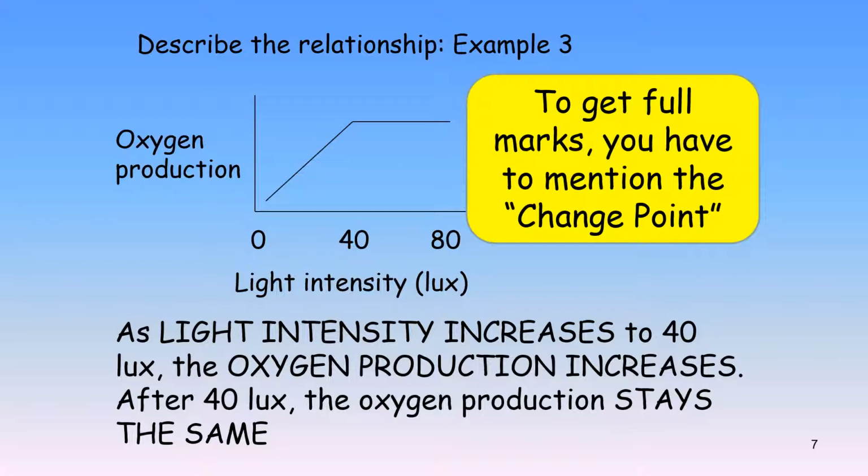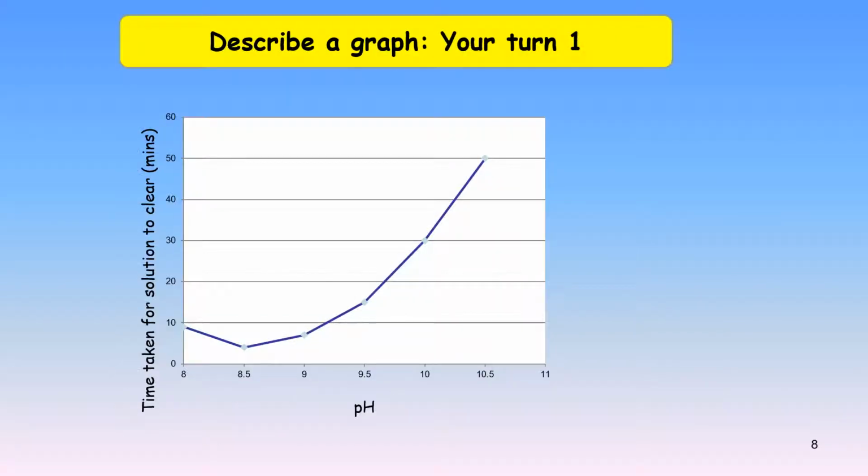About 40 is not going to get you the mark. You have to be really, really precise. So read off the scale nice and precisely. So we've got a little graph here. It's a little bit more complicated, and hopefully you can see there is a change point.